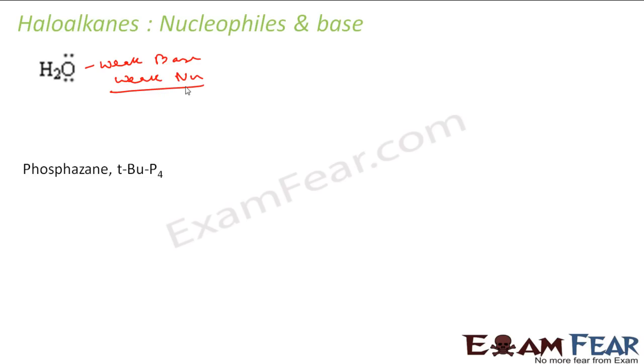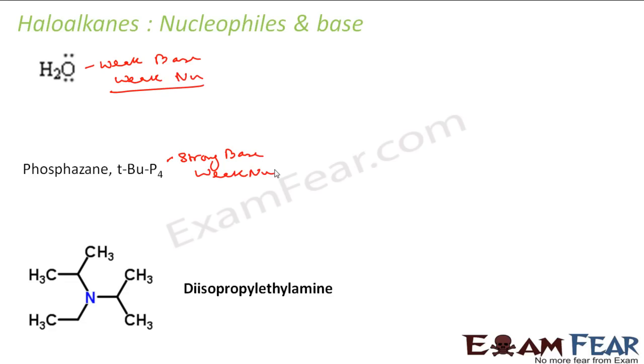This one, if you see, is again an example of a strong base, but this is a weak nucleophile. Similarly, this also, diisopropylethylamine, is also a strong base but a very weak nucleophile. Why? Because there is no charge and it is also sterically hindered.